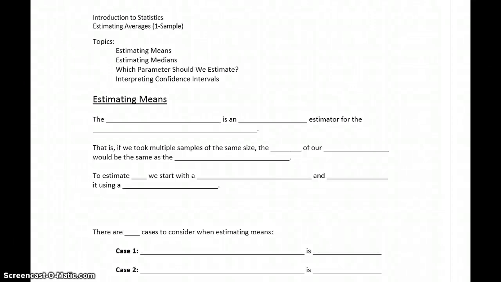In this section, we want to talk about constructing estimates for one sample averages, meaning we have one sample set of data, and we're going to estimate either the population mean or the population median, which we'll generally refer to as averages.